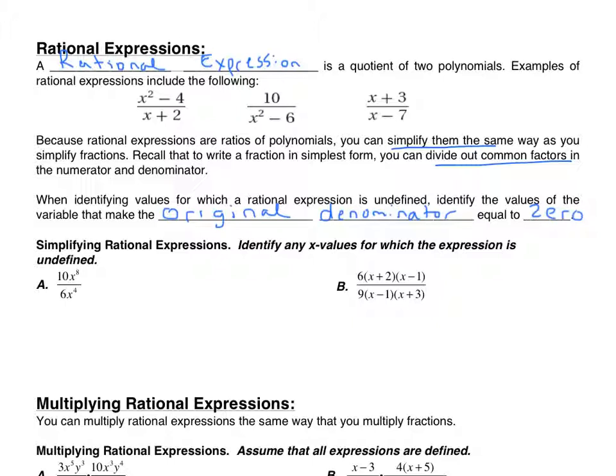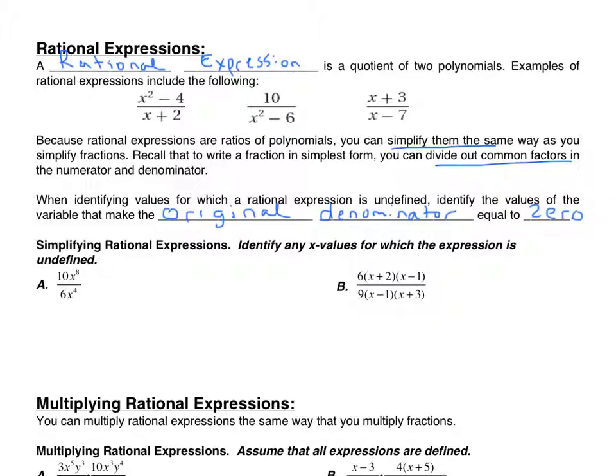When identifying values for which a rational expression is undefined, identify the values of the variable that make the original denominator equal to 0. Since you can't really cancel something that's undefined, you have to make sure that you specify what values x can't be so that you know that you can simplify.